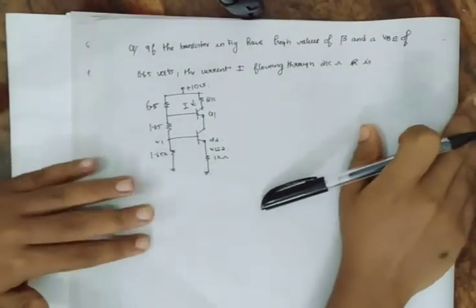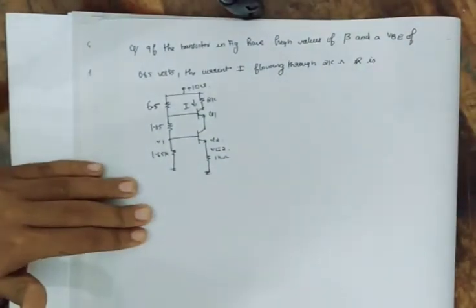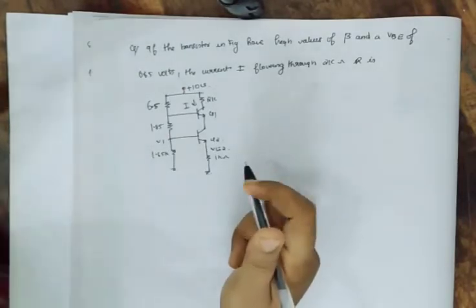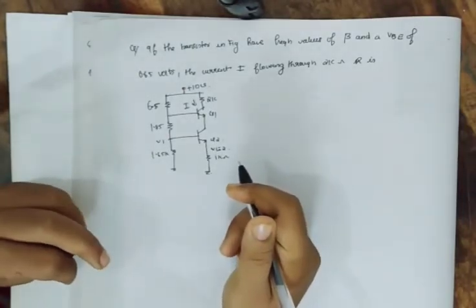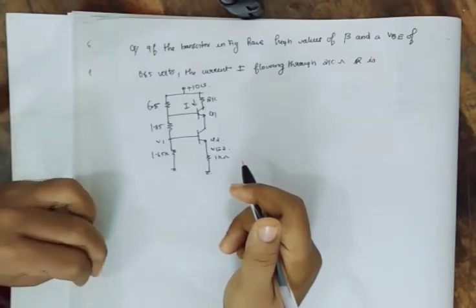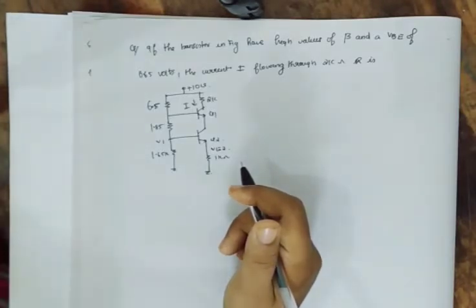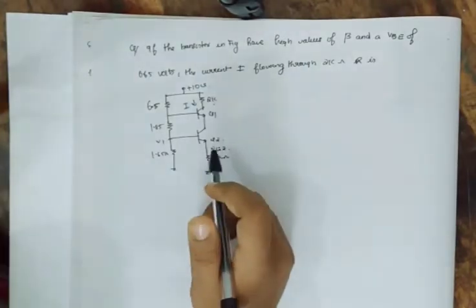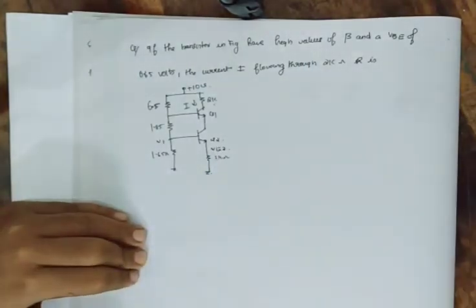Now let's move on to the next question. If the transistor in the figure have a high value of beta and a VBE of 0.65 volt, the current I flowing through the 2K ohm resistor is. So we have to find out the current through this resistor.